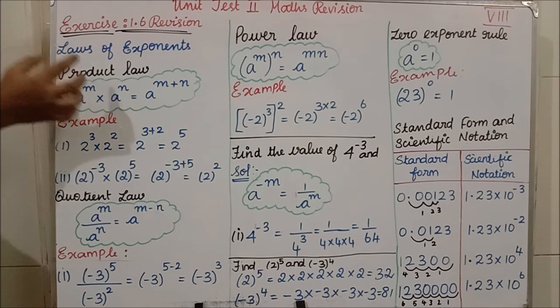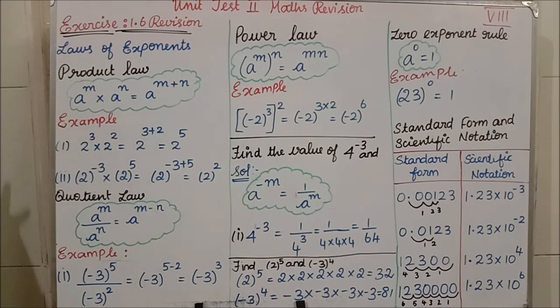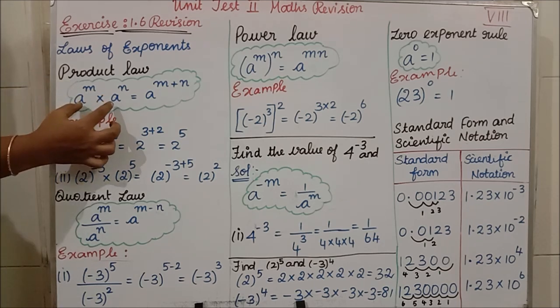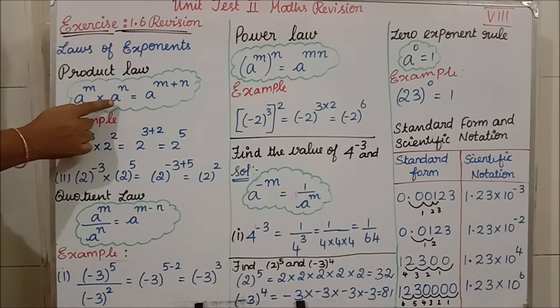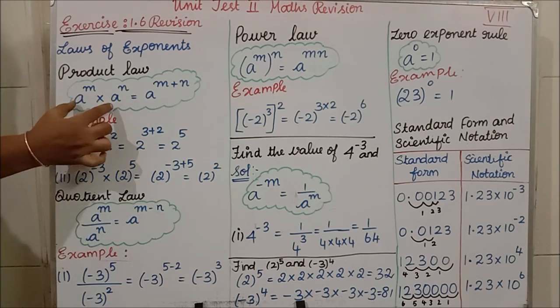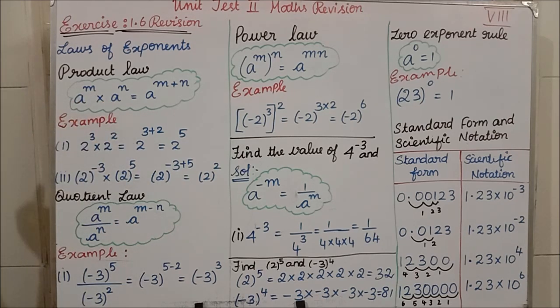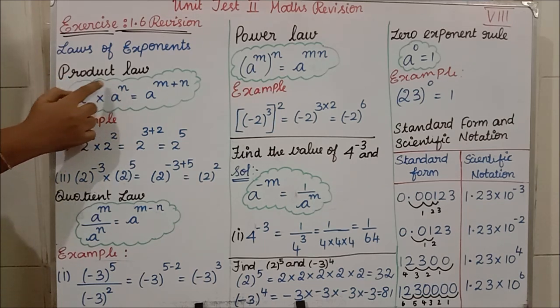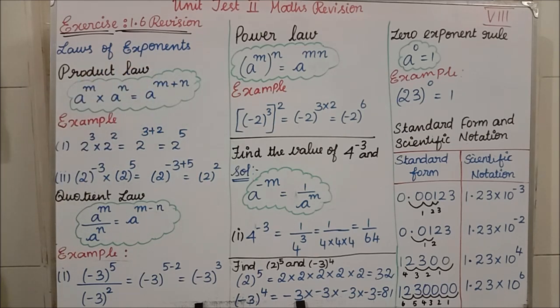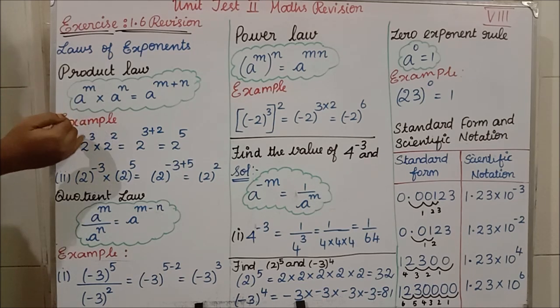See, product law means the base will be the same. As I told you in the introduction of exercise 1.6, this is the base and this is the power. Here the base is a and here also the base is a. When the bases are the same, the powers should be added. Whenever in an exercise problem you have the same base, you have to add the powers. Clear?